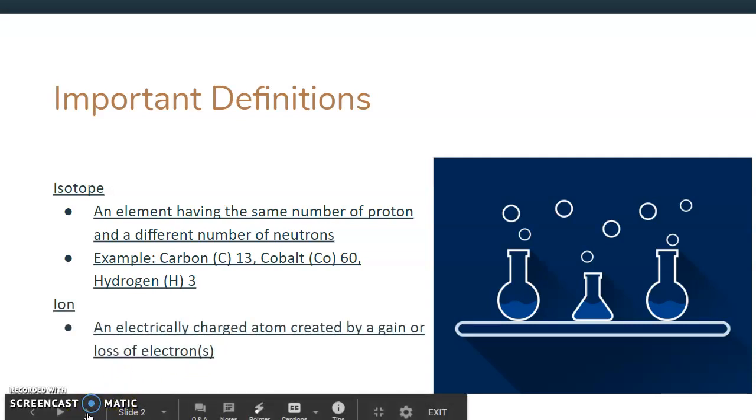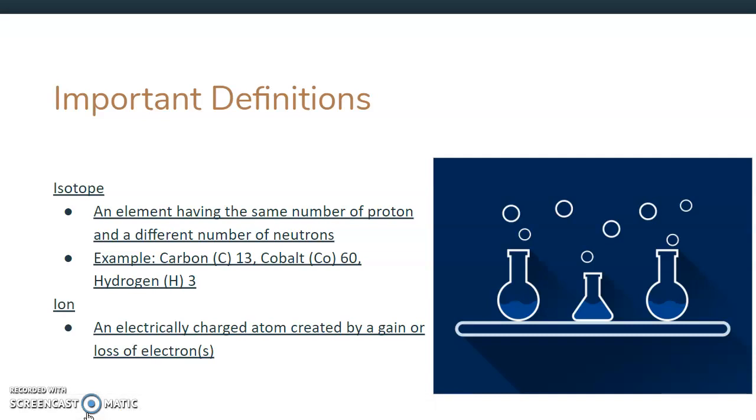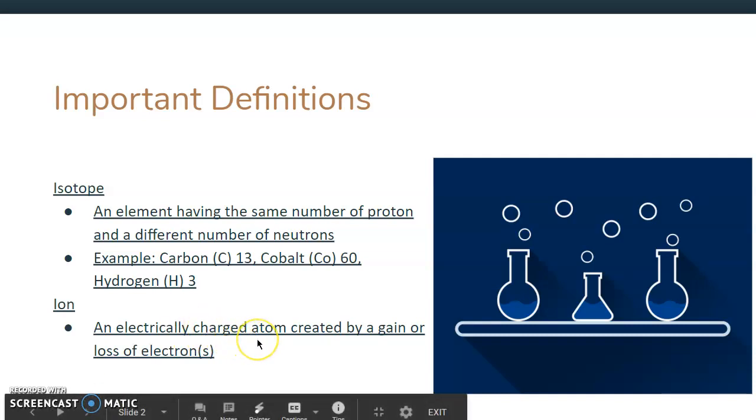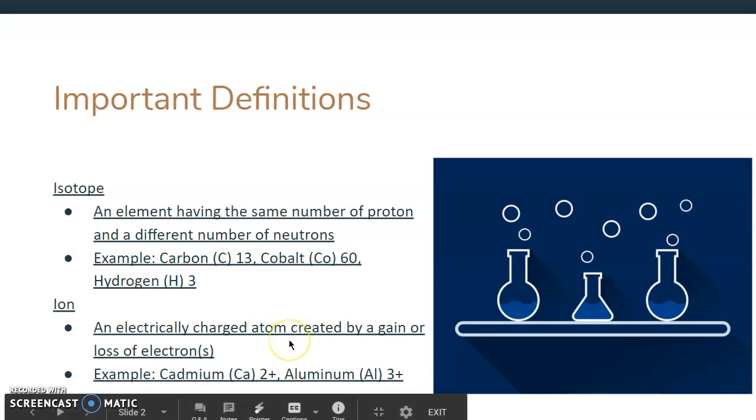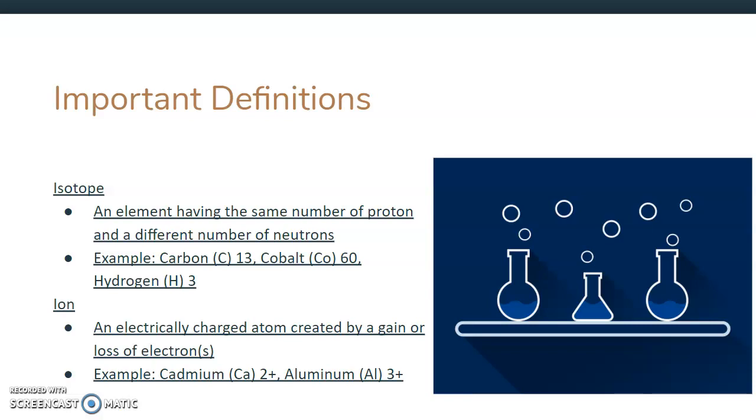So let's talk about the definition of an ion. An ion is an electrically charged atom created by a gain or loss of electrons. Our examples are cadmium 2+ and aluminum 3+. The way an ion works is it's created when an atom shares or gives up electrons.